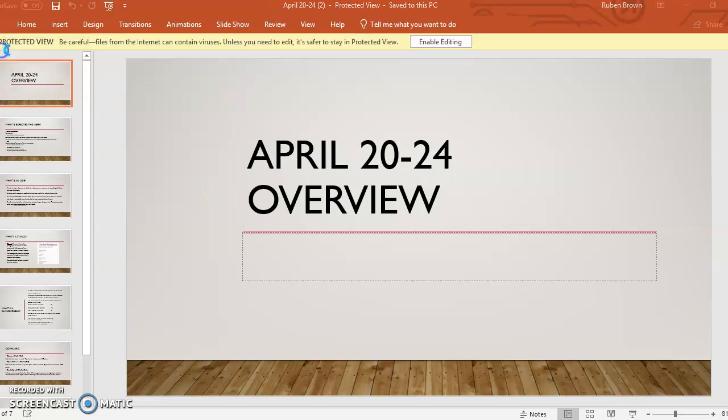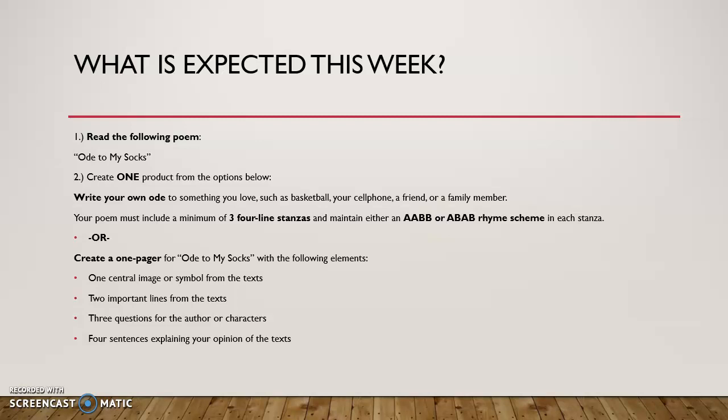So the very first slide here is the overview. First thing you're going to notice is that there are only two things required of you. You're going to read a poem called Ode to My Socks, and then you are going to create your own ode. An ode is a specific type of poetry that we're going to talk about here in just a little bit. Your ode is going to have some requirements. You're going to need a minimum of 3 4-line stanzas, and those stanzas are going to need to maintain either an AABB or ABAB rhyme scheme. That's your first option. Or if you don't feel like being that creative, you can create another one-pager similar to what you did last week. You're going to create a one-pager for Ode to My Socks, and the requirements are listed right down here. But there are probably some words that I've mentioned already in this video that you're not super familiar with or that you don't really remember all that well, so let's go ahead and get into an explanation of these things.